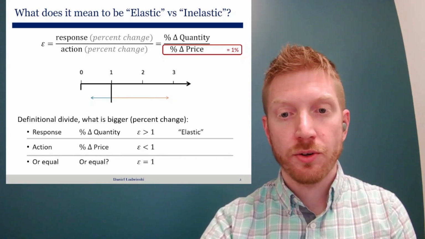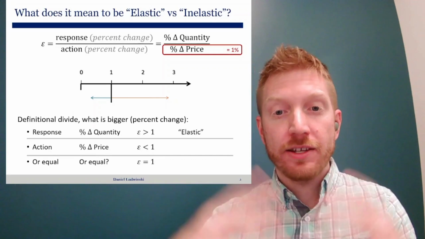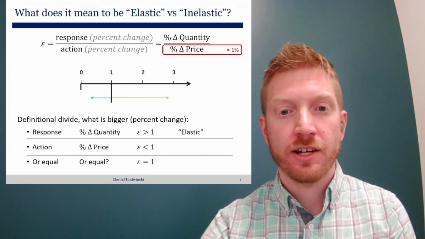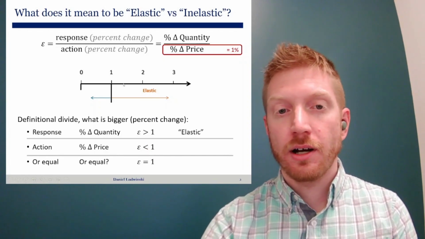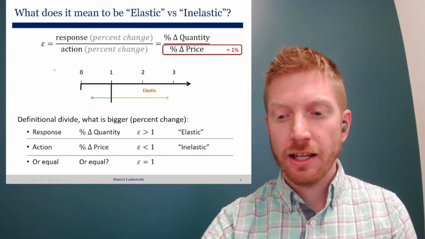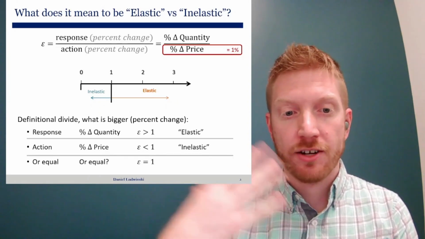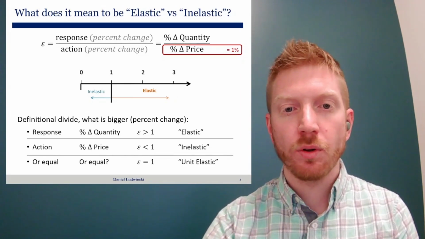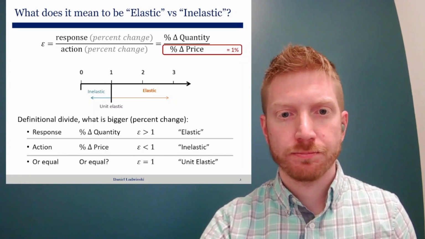These correspond to the terms. Elastic means it is moving a lot. And this is moving a lot when we have a large reaction to our stimulus, when we have a percentage change in quantity that is greater than price. So this is the elastic portion here of this number line representing values for elasticity. Inelastic is saying that we have a smaller response than action. And so elasticity is less than 1. When it's exactly equal, that is the dividing line between elastic and inelastic. We call that unit elastic.